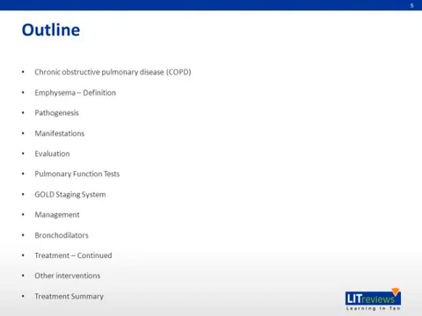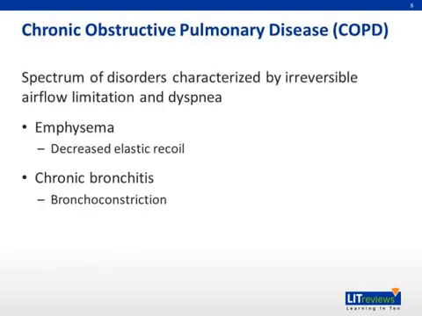These are the slides that we'll be covering in this lecture. Chronic obstructive pulmonary disease, or COPD, comprises a spectrum of disorders that are characterized by irreversible airflow limitation and dyspnea. These disorders are differentiated from asthma in that the airway constriction and inflammation is reversible in asthma. The most common subtypes of COPD include emphysema and chronic bronchitis.